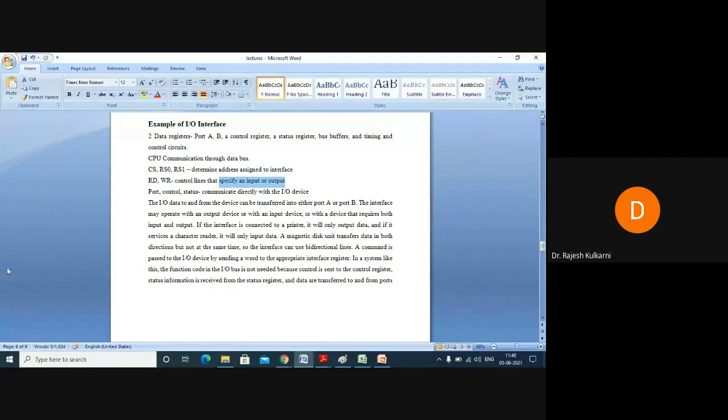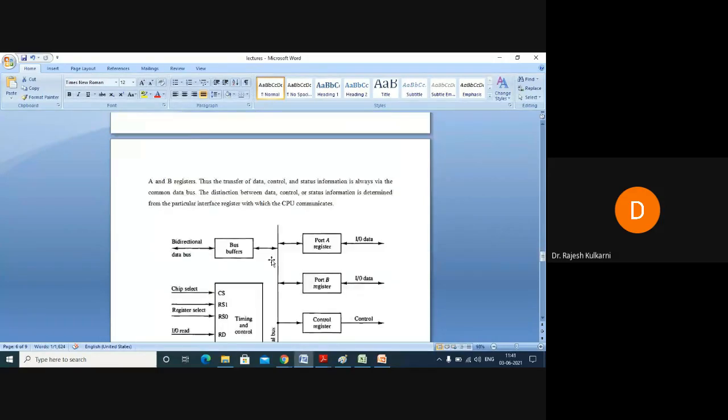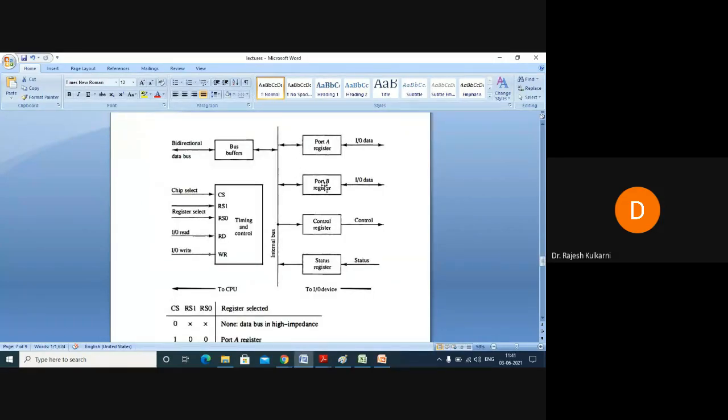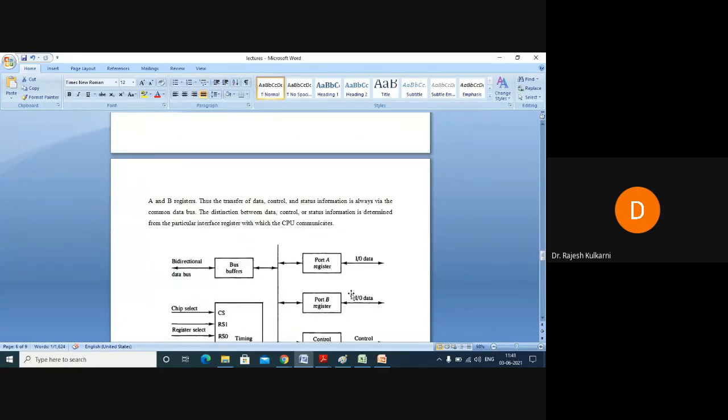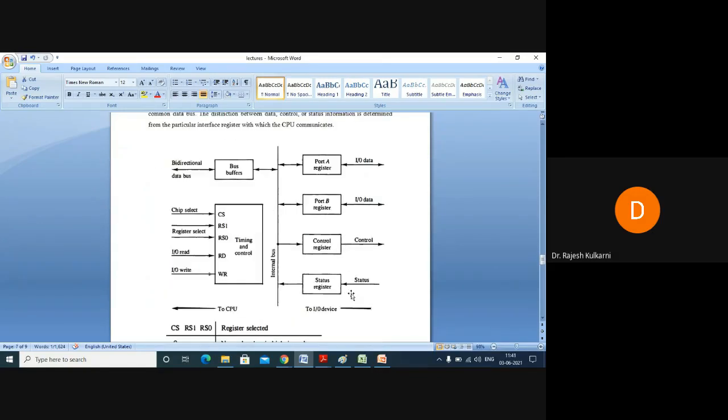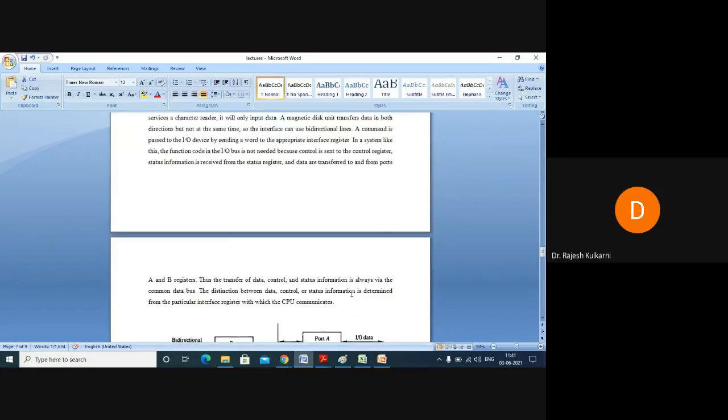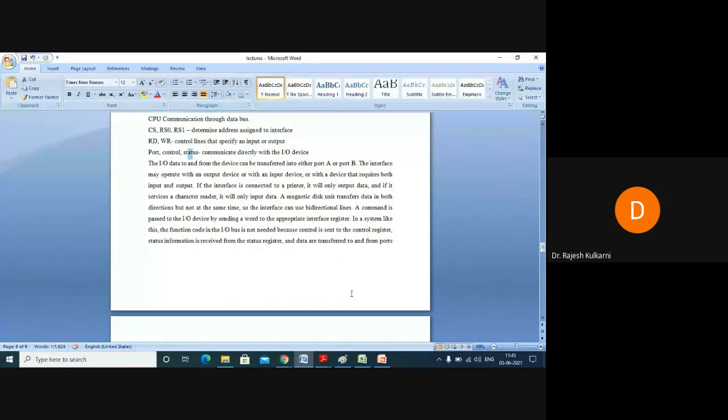Then you use these port registers, control register, and status register collectively, which are a total of 4: port A, port B, control register, status register. All these four will directly talk to the peripheral device. They will directly talk to the input output device.